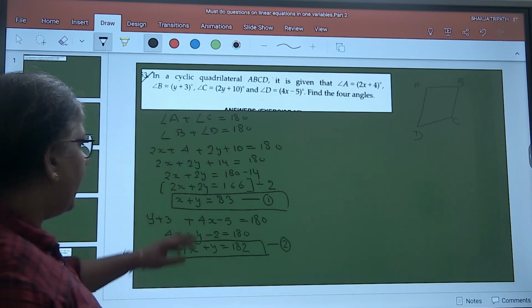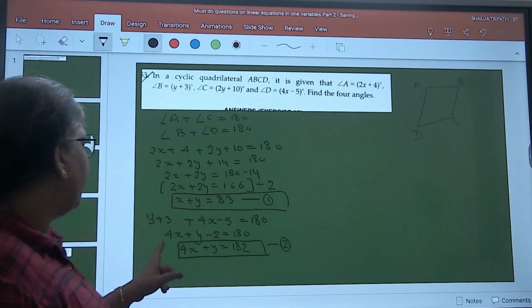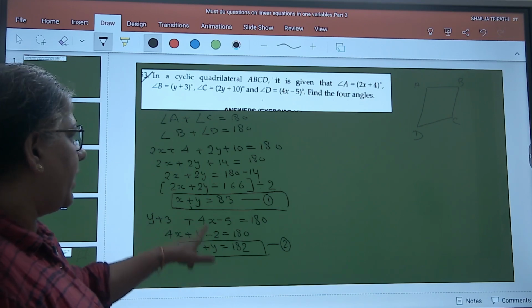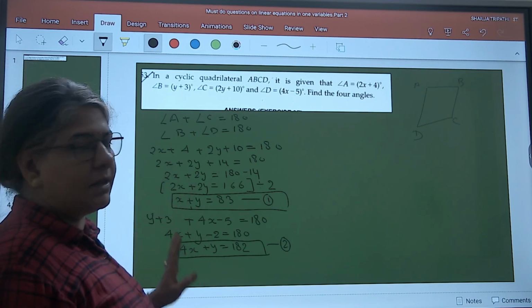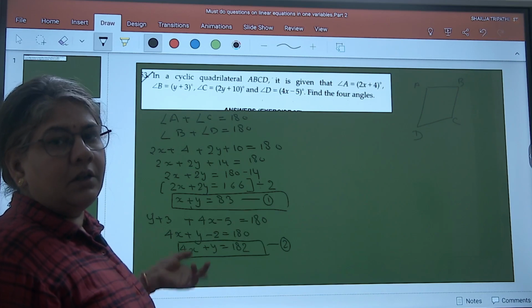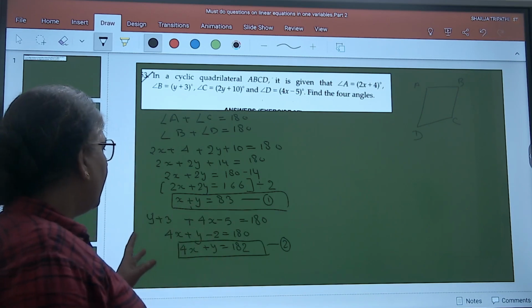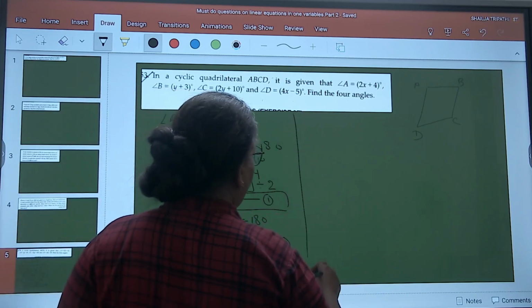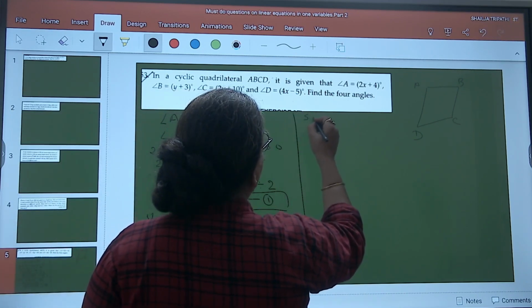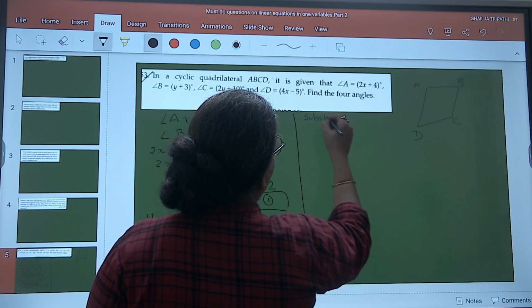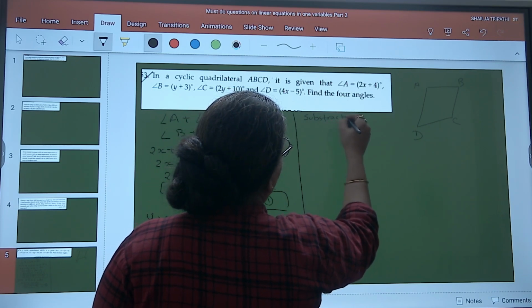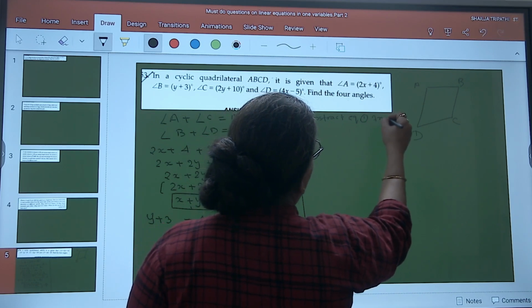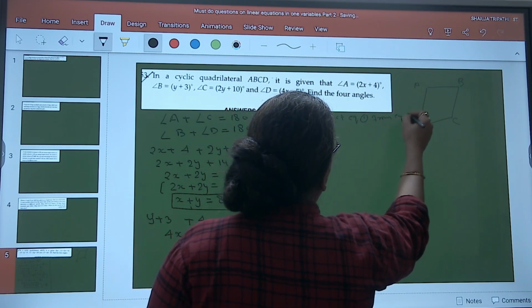Again, on solving 1 and 2, we'll get the values of x and y. Now the clue is, here we are getting plus y in both the equations. So signs are similar, hence we'll subtract equation 1 from equation 2.